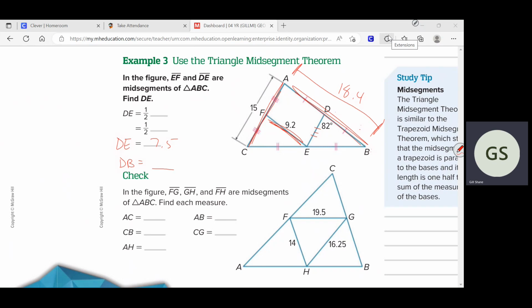18.4. Now, if I know D is the midpoint, what would DB be? If D is the midpoint of 18.4, what do I do to find out DB? Multiply by 1/2.